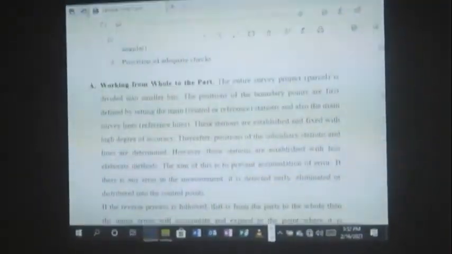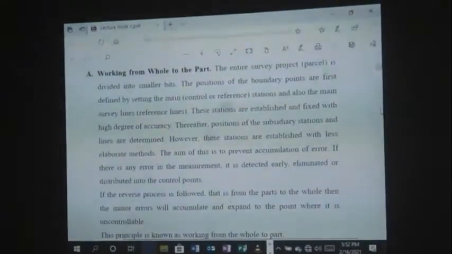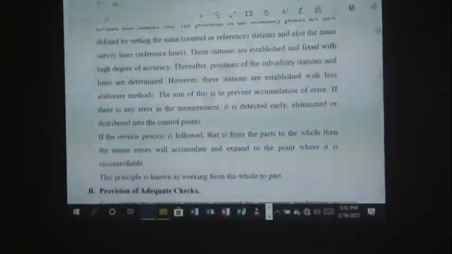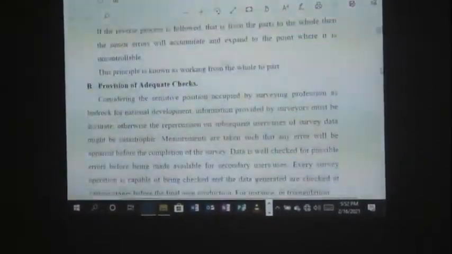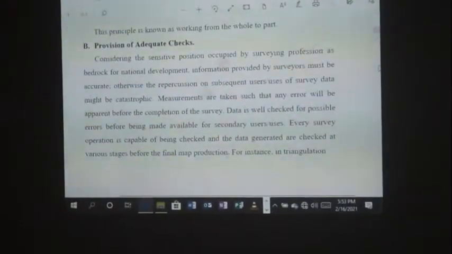Now go back to this one, okay? So you can read more about that in the note. Then provision of adequate checks. Let me explain that one again.